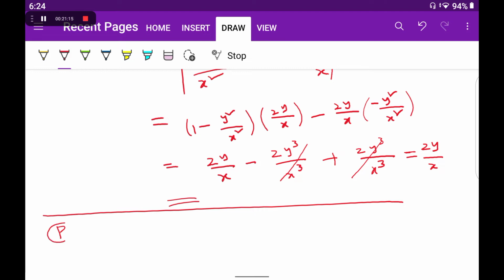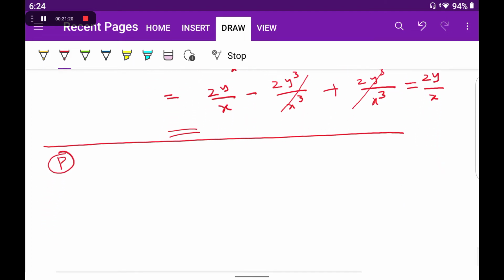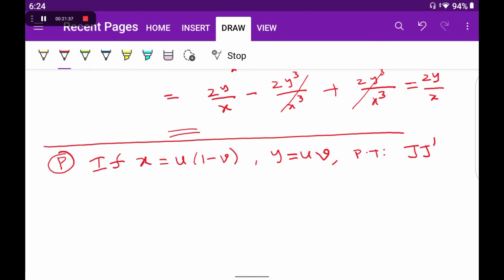Okay. Let us go to another problem. If x is given as u into (1 - v), y is given as uv, then prove that J into J' equal to 1.